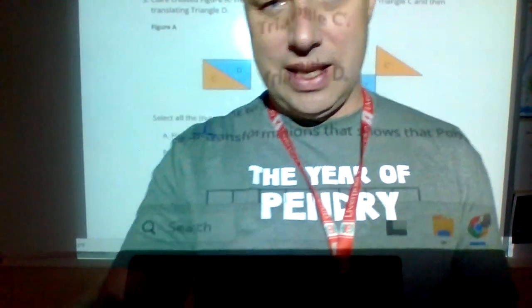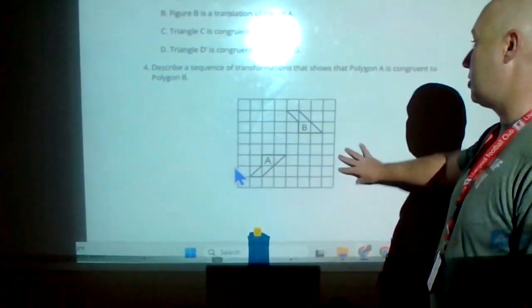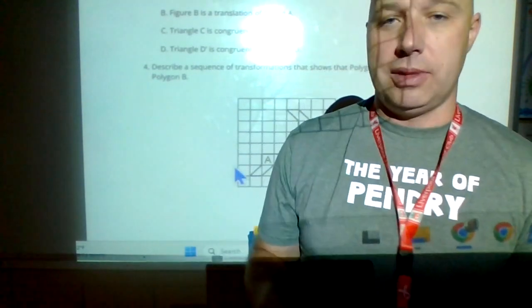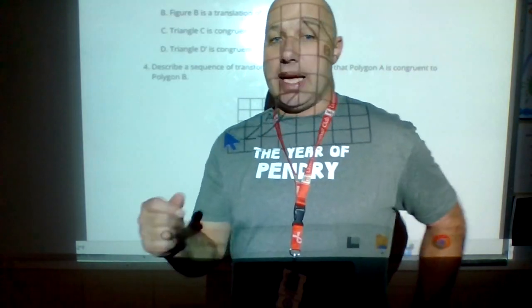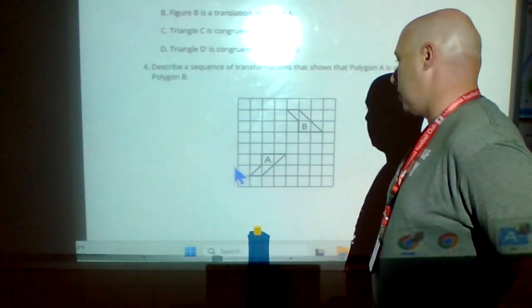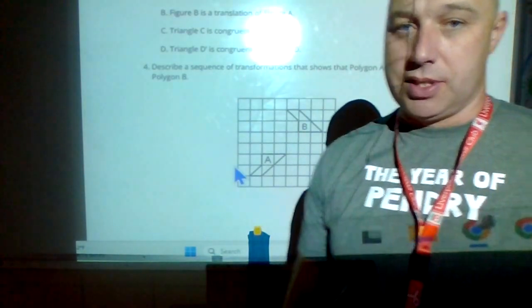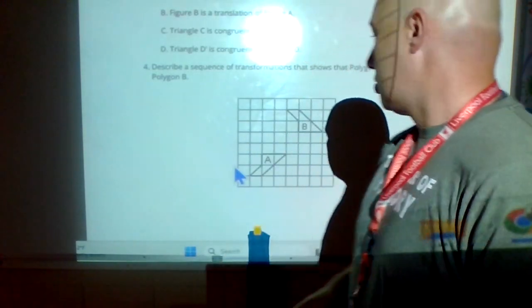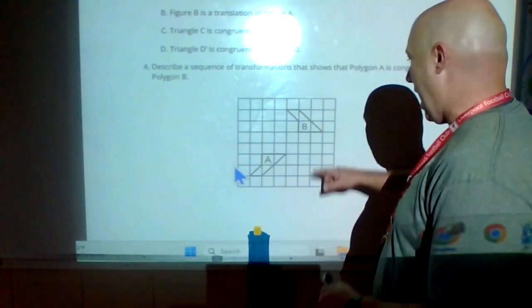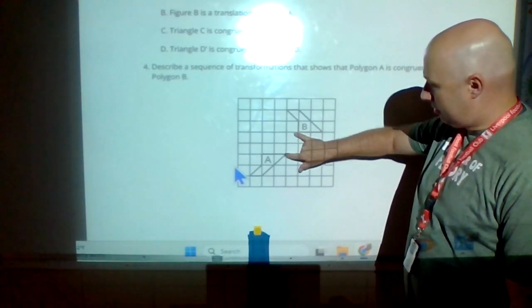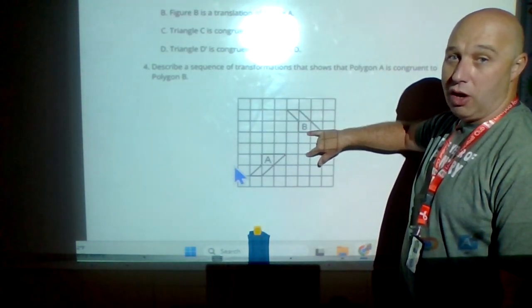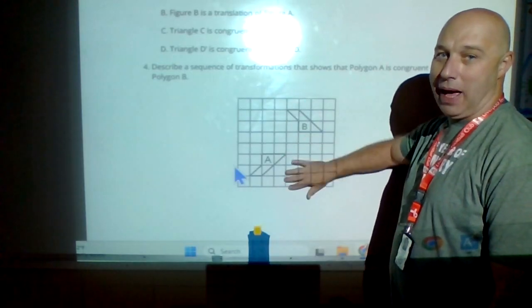Okay? All right, moving on down, we got number 4. It says, describe the sequence of transformations that shows these are congruent. I want you guys to be incredibly detailed here. We cannot just say random stuff. I can't just say flip it and turn. It's got to be very detailed. So what I'm going to do is, I notice that there's a gap here between A and B that's about this wide. Okay, so I'm going to flip. I can see that there's a flip happening.